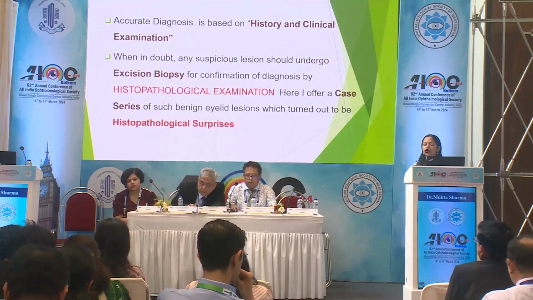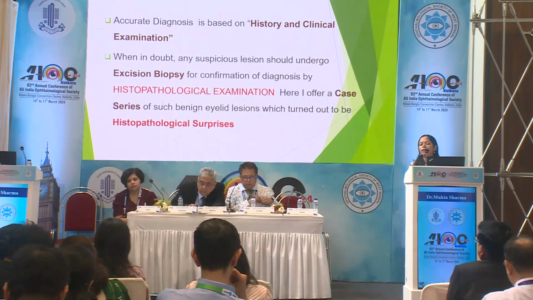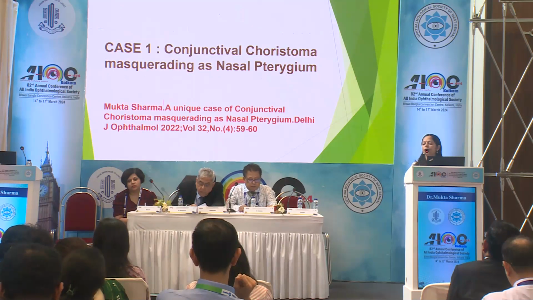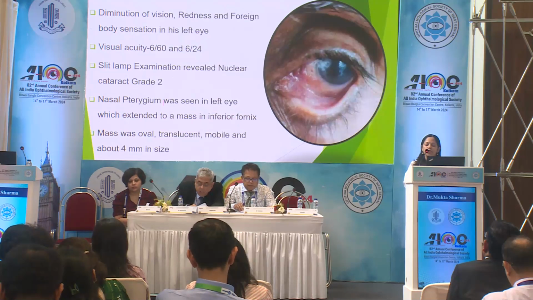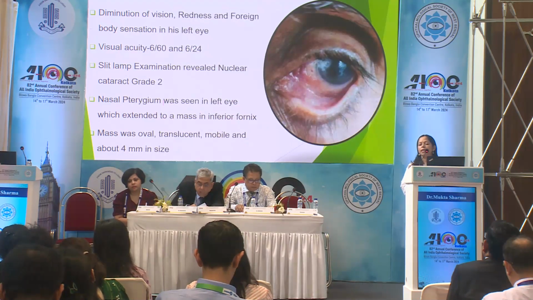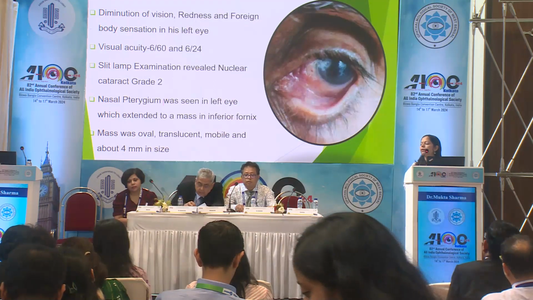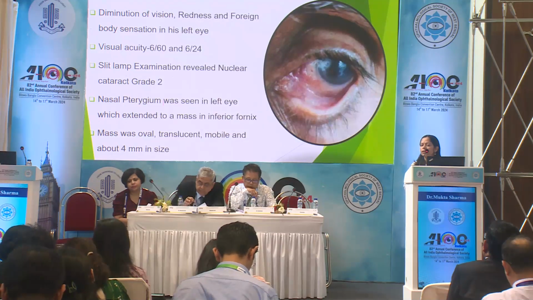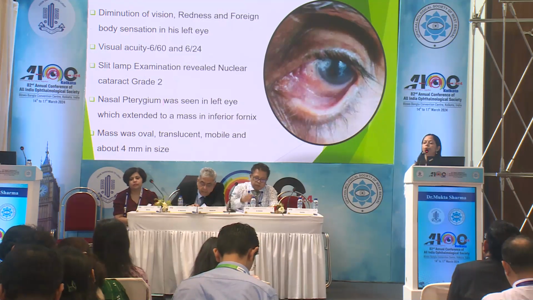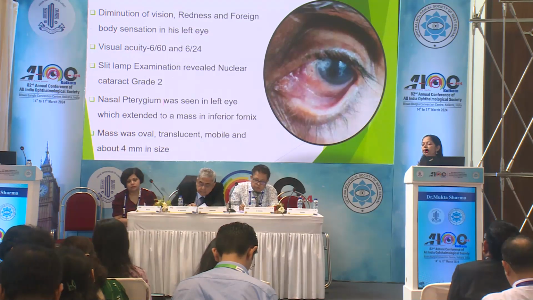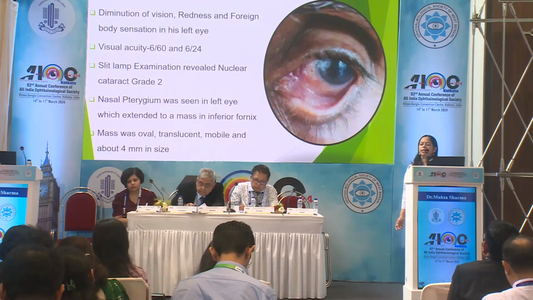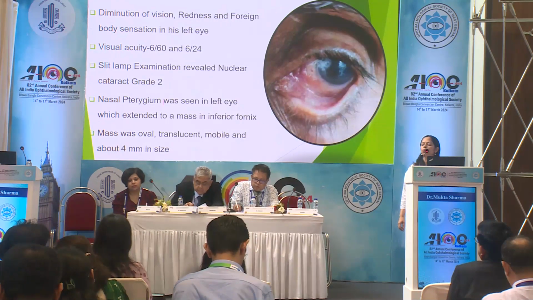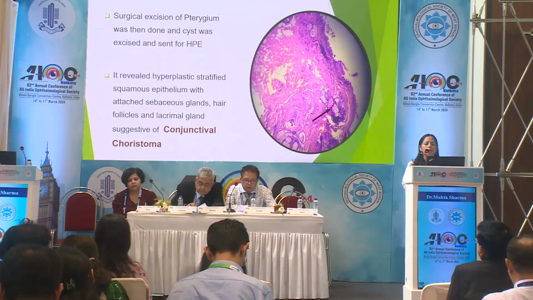Here, I am going to offer a case series of some interesting eyelid lesions which turned out to be histopathological surprises. So my first case is a conjunctival choristoma masquerading as nasal pterygium. This 70-year-old male presented with the complaint of diminution of vision and foreign body sensation in his left eye for the past 1 year. His visual acuity was 6/24 owing to the nucleosclerotic cataract he had. But this patient also had a pterygium in his eye which extended to a cyst-like growth in the inferior fornix. The mass was oval, translucent, and about 4 mm in size.